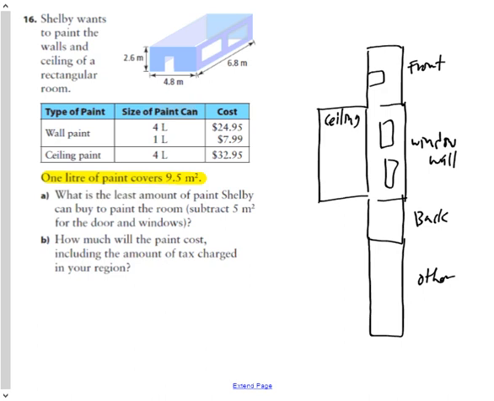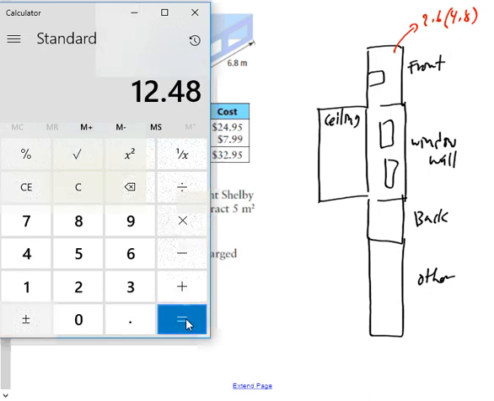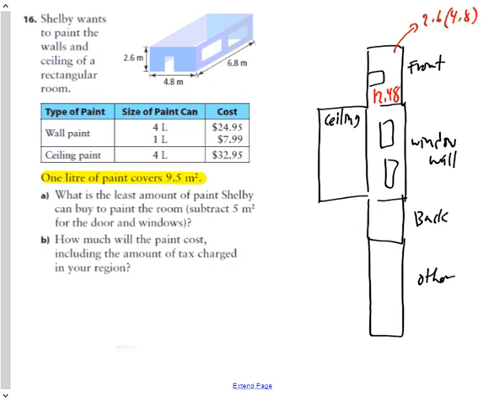So if you think about the front, it will be a rectangle that is 2.6 multiplied by 4.8. So when I multiply those two numbers together, 2.6 multiplied by 4.8, the area of that wall is 12.48.